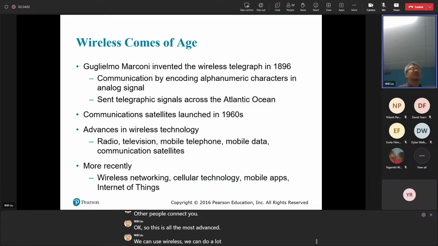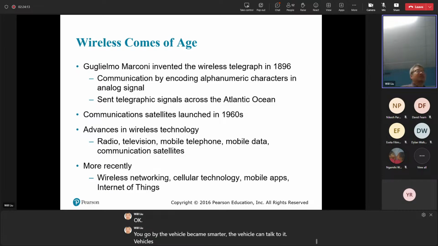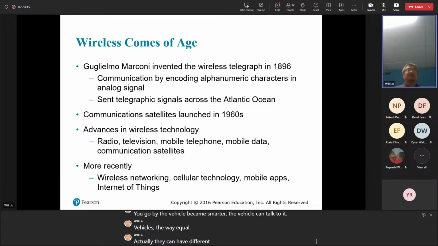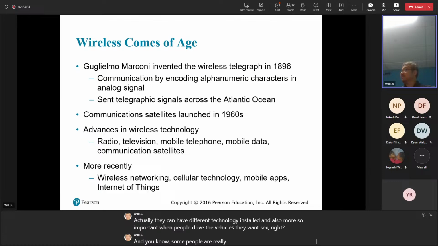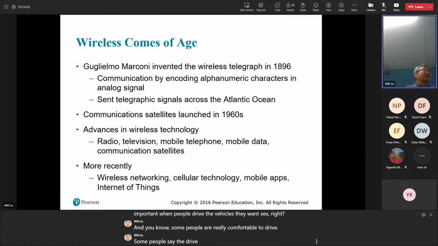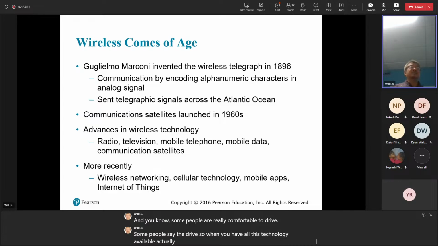We can do a lot of things. And vehicles, you pay attention, will be the next leap. Because when the vehicle becomes smarter, vehicles can talk to vehicles. Vehicles can have different technologies installed. And most importantly, when people drive vehicles, they want to be safe, right? Some people are really comfortable driving, some people hate to drive. So when you have all this technology available, you can assist the driver and give the best experience.